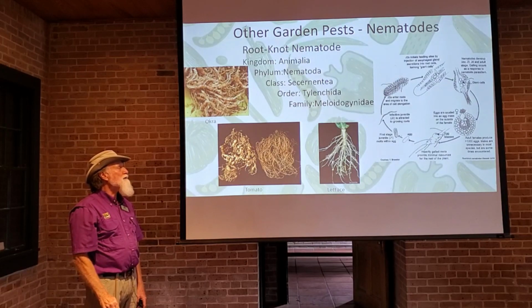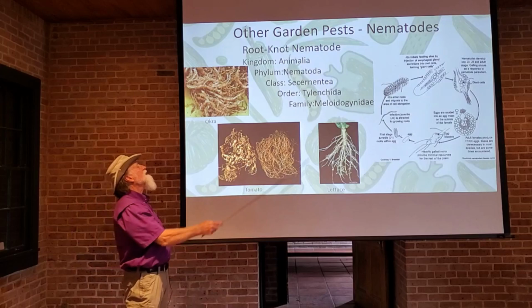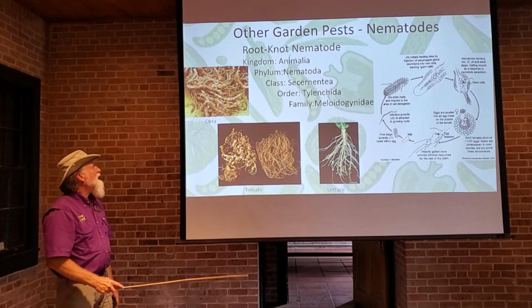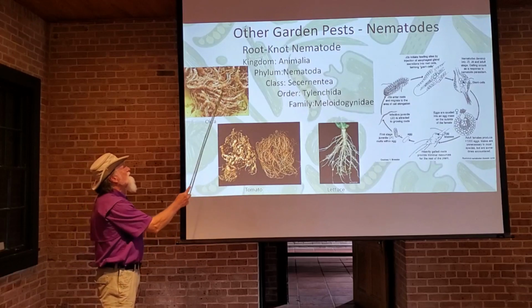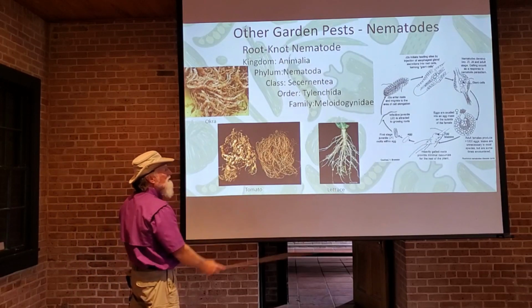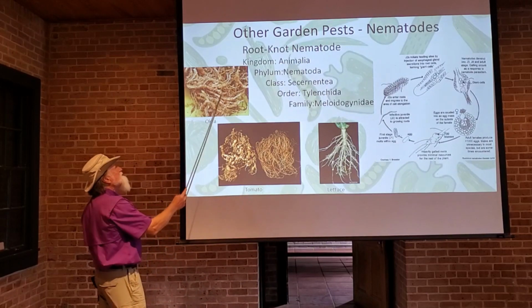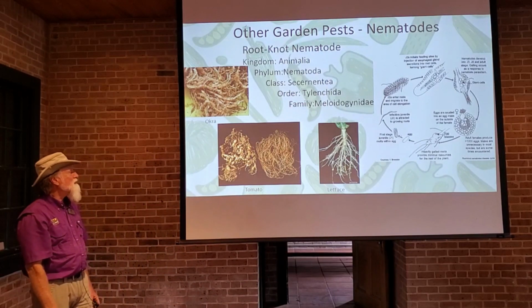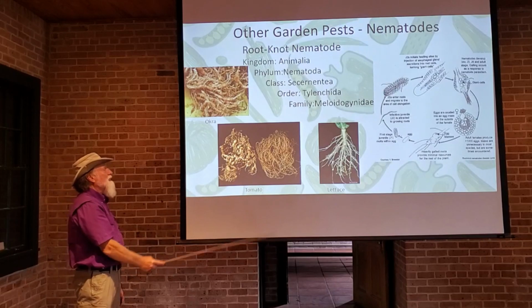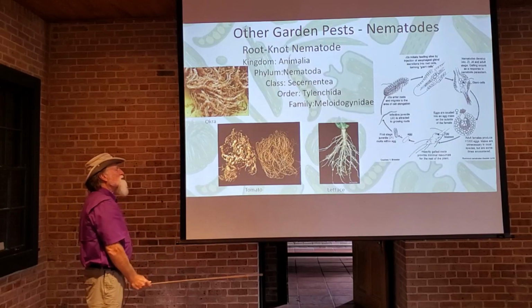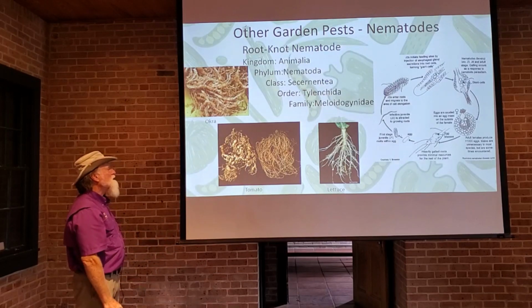It feeds on a lot of different plants. It's Meloidogyne incognita is the name of it, and this is what you will see. This is lettuce that the roots have been infected with root knot nematode. This is okra that's been infected with root knot nematode, and this is tomato. And this picture shows you the difference between healthy roots of a tomato plant and the infected roots.